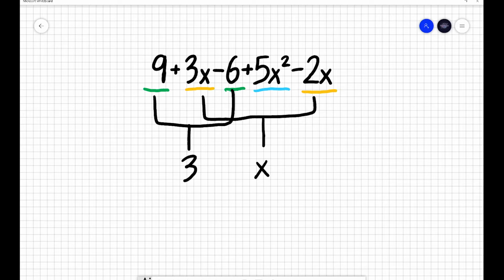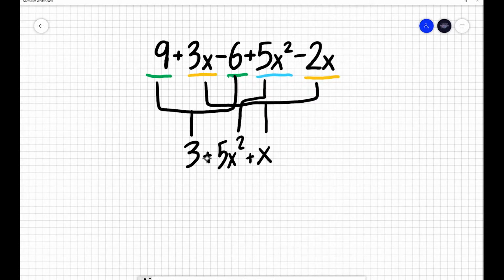Because remember, you do not write 1x or negative 1x. And finally, we just have plain old 5x squared. You do have to rewrite it. You cannot just leave it like this. I'm not totally sure if you'll get marked wrong for it, but I'm pretty sure you would probably get like a point off for it. So definitely always just rewrite it.